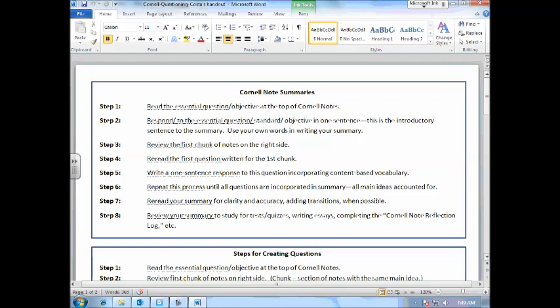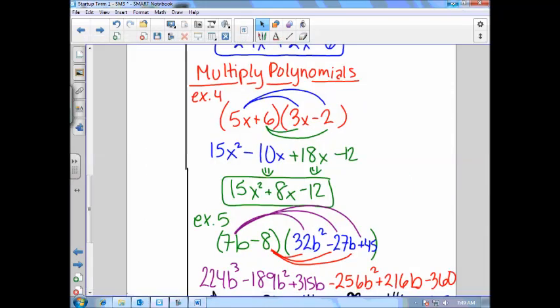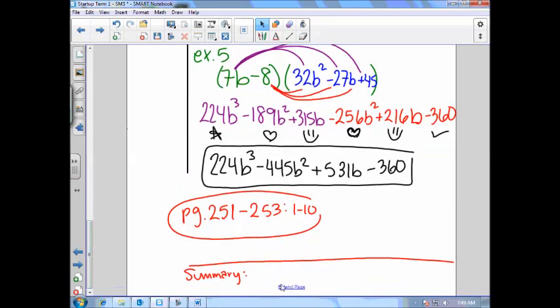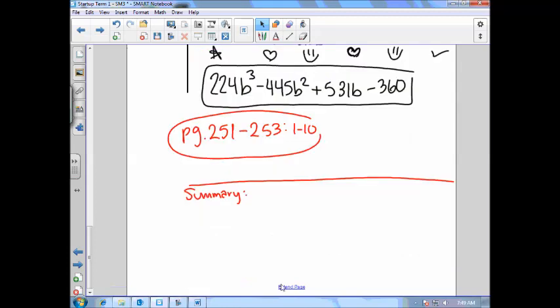So, flip your paper over if you don't have enough room. And those who actually have plenty of space on the front side, just underline where you left off and write summary. And we're going to start going over the summary.